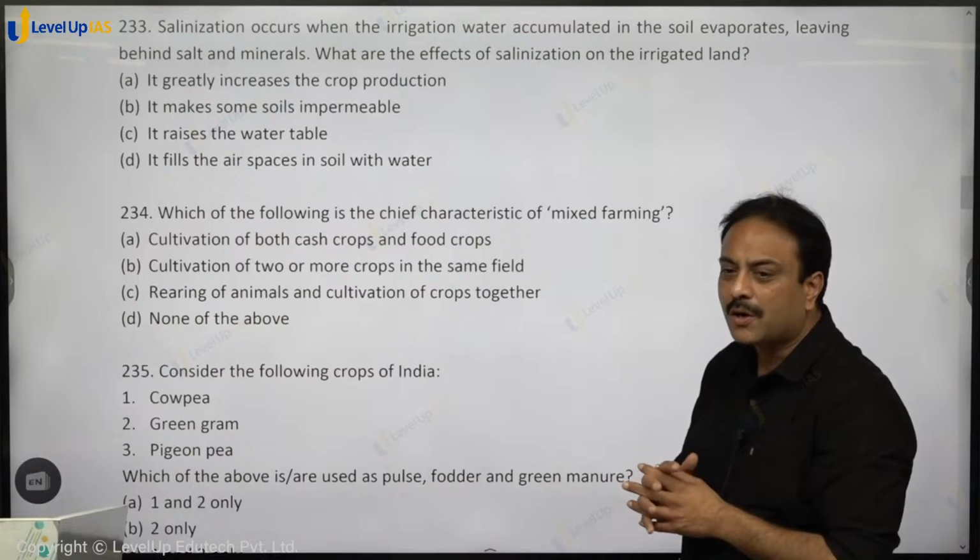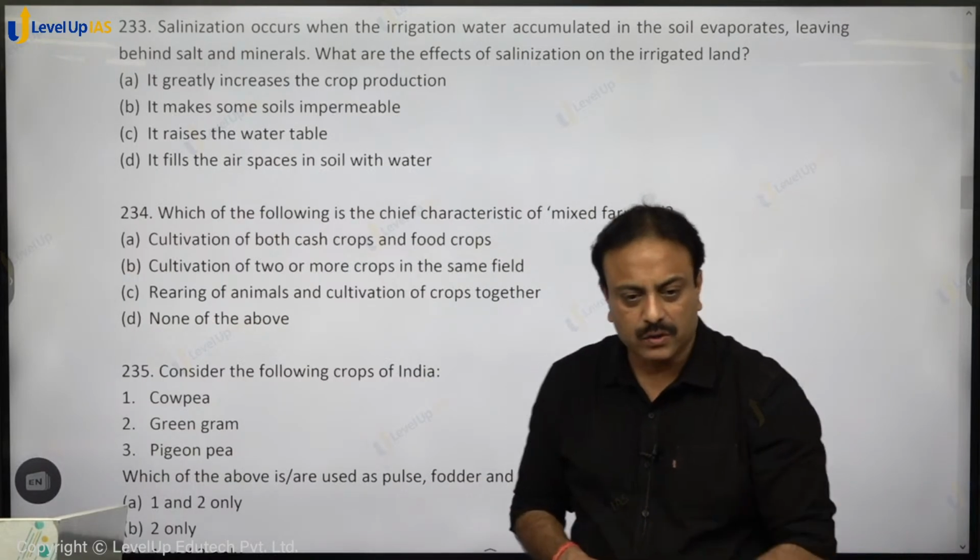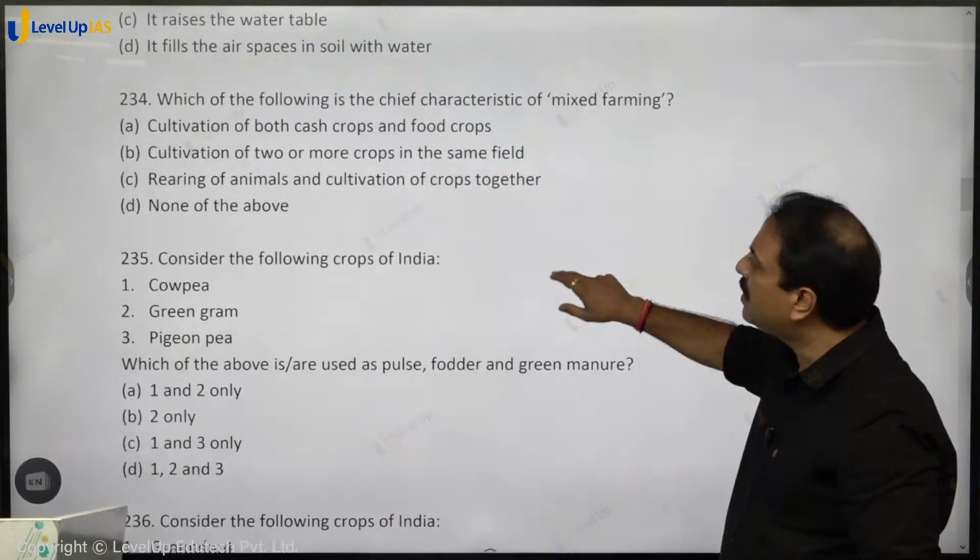It greatly increases the crop production? It will reduce crop production. Why? Because the fertility will be reduced. So option B for boy is the right answer.